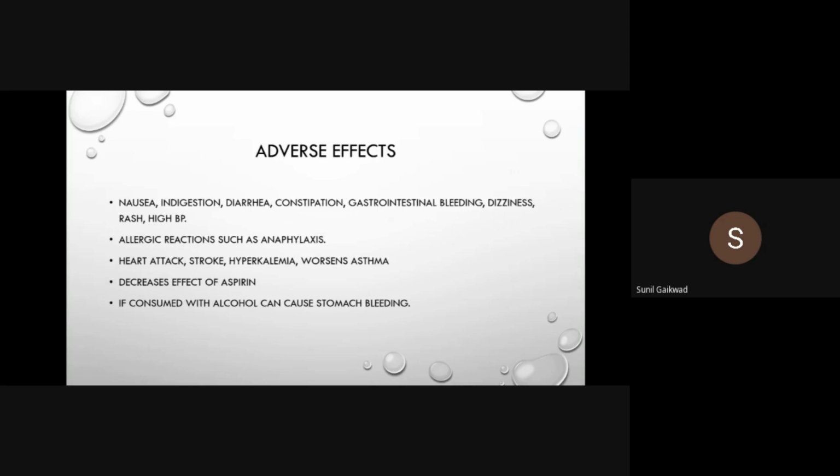Now, let us look at the adverse effects. The common adverse effects include nausea, indigestion, diarrhea, constipation, gastrointestinal bleeding, dizziness, a rash, and high BP. These are the common side effects that you can experience in high doses of any medicine. But there are also some specific side effects that only this medicine causes, and these are allergic reactions such as anaphylaxis, a heart attack in case you take a very high dose or overdose at one time. You take a lot of pills at one time, so it can cause heart attack, a stroke, hyperkalemia. Hyperkalemia is nothing but high level of potassium in the body, and it can worsen asthma.